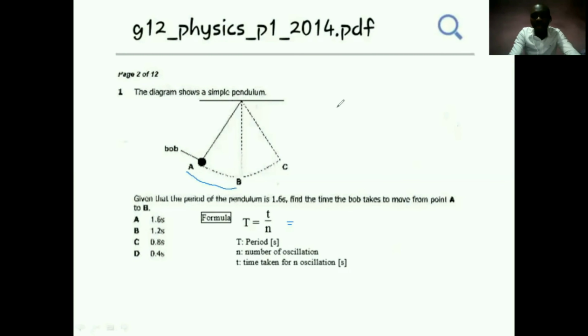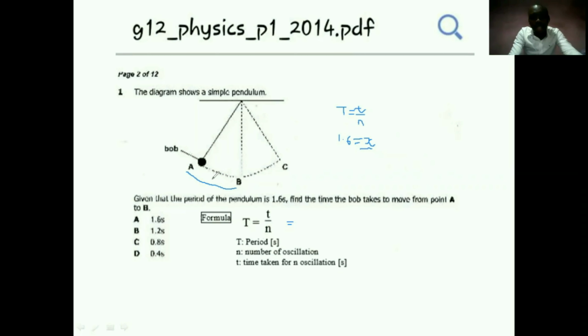Let me write it down on top here. Period is equal to time over number of oscillations. The period has already been given as 1.6. We substitute our 1.6 seconds is equal to, time is what we are looking for, so I'll put X there, over, now this is the tricky part. We need to know what N is, the number of oscillations.